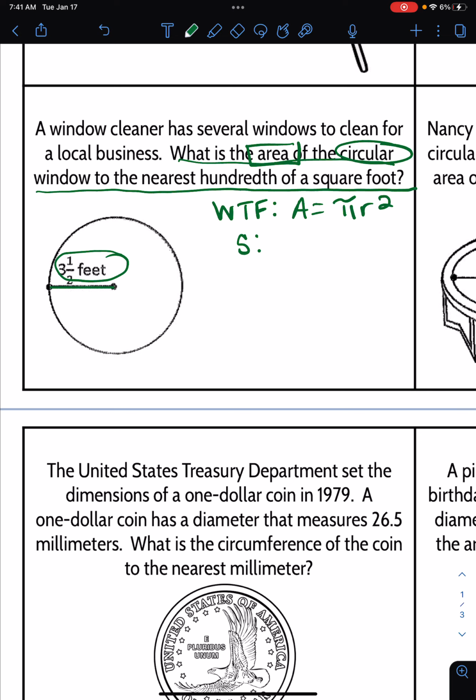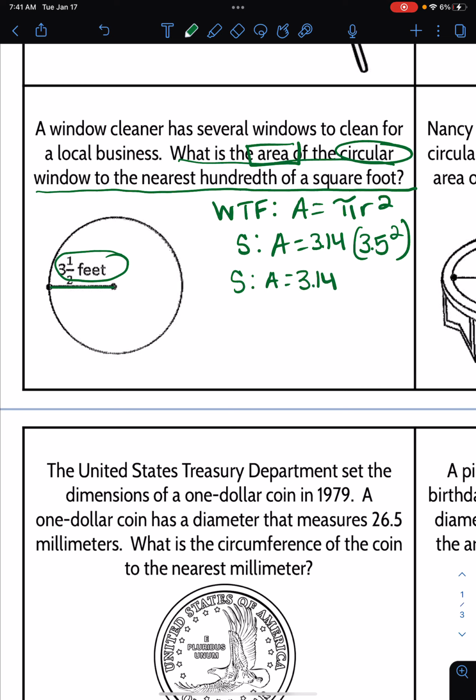So we're going to go ahead and substitute. So A equals pi times radius squared. Our radius is 3.5. Because pi is a decimal, I'm going to go ahead and change my fraction to a decimal. And our pi is what number? 3.14. That is correct. So now you're going to go ahead and solve.